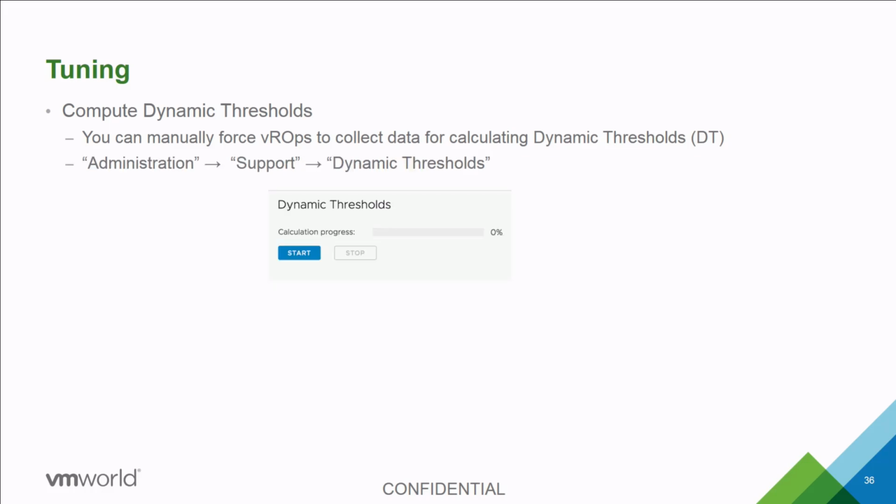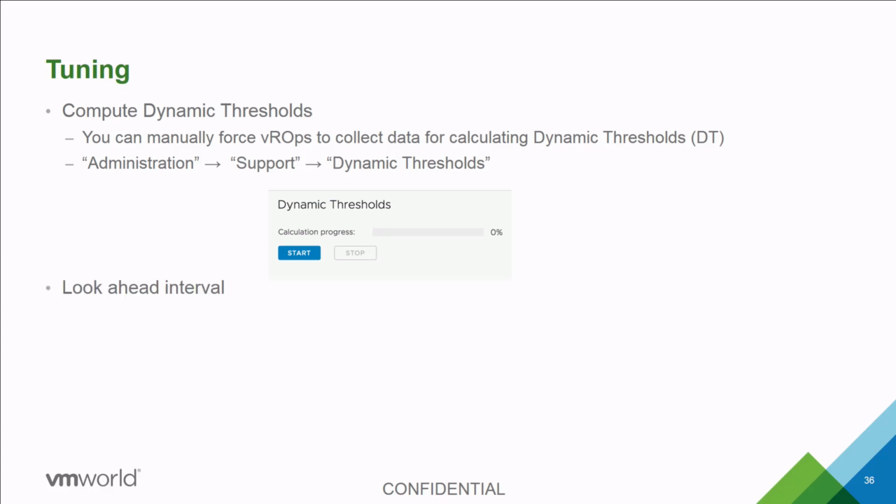Once you have added your vCenter into vROps, if you navigate through Administration, Support, and there's a tab, Dynamic Thresholds, there you see a button that says Start Generating Dynamic Thresholds. So you can manually force vROps, if you want right now, after 2 days of data, you want to see how the predictions are, you can manually force vROps to generate the predictions using this button.